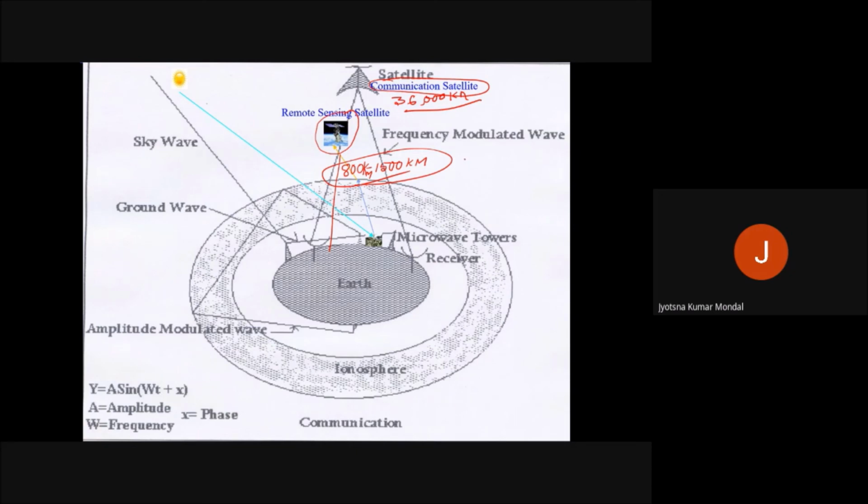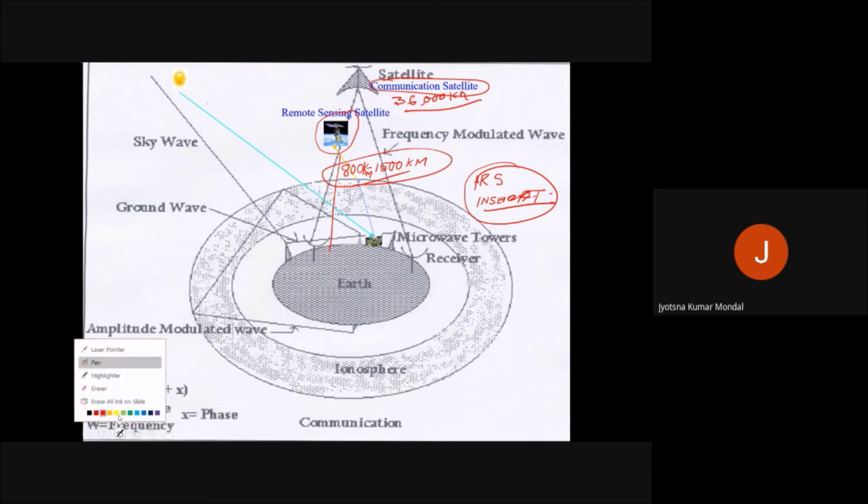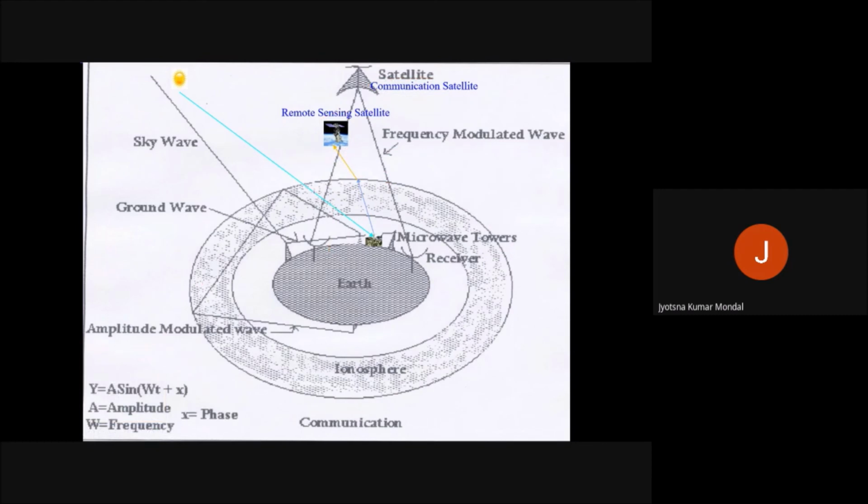There are two series of satellites in India. One is called the IRS series and the other is the INSAT series. When I am talking about the geostationary, it is INSAT, and IRS, Indian Remote Sensing Satellite, is all for the remote sensing.